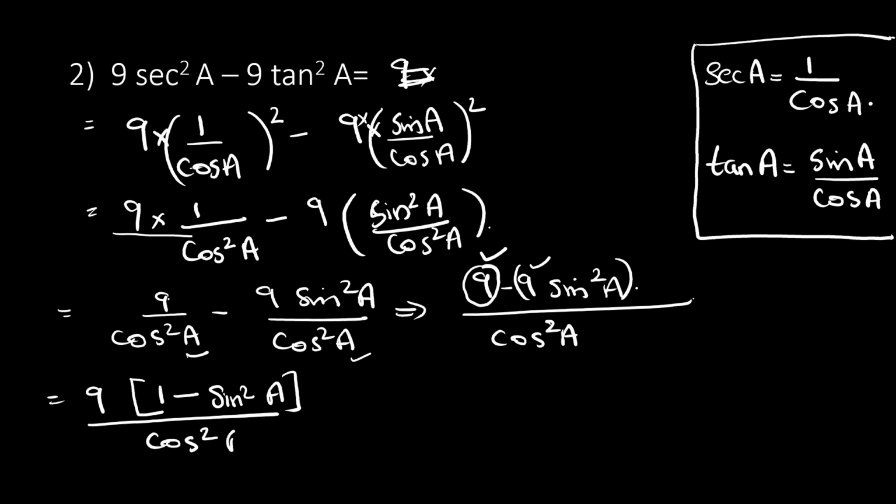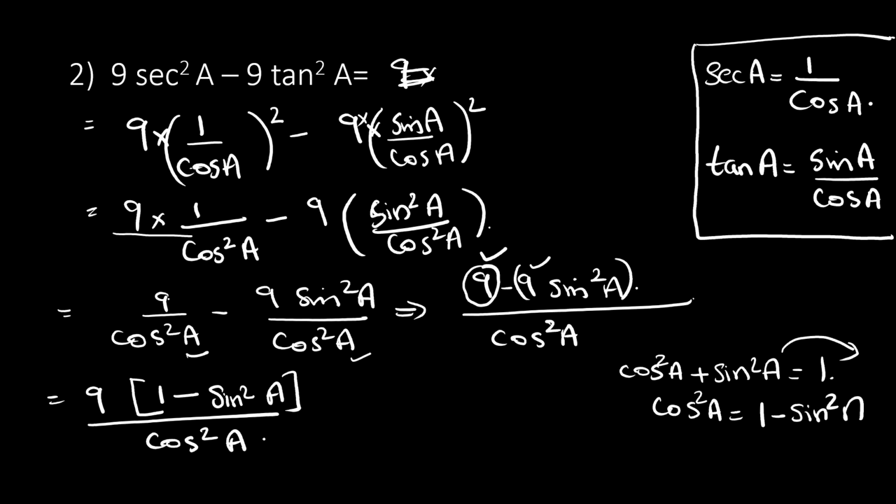Now here we have to use the trigonometric identity. What is the trigonometric identity? First identity we studied is cos square A plus sin square A equal to 1. So we can write cos square A as, take this to the other side, that is 1 minus sin square A. Okay, now we'll substitute this here.